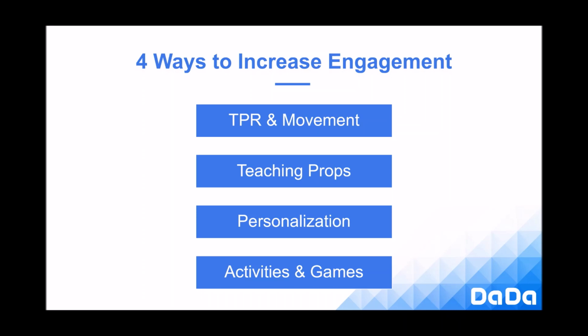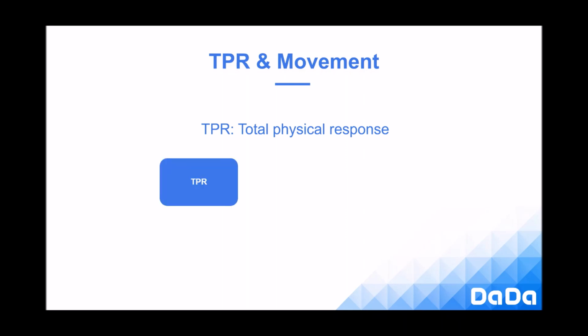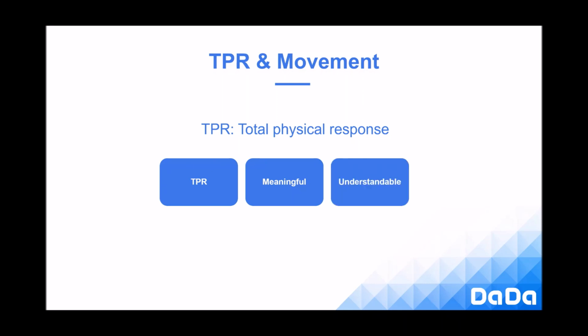First one is to use TPR skills, movement, and gestures to convey meanings. TPR stands for Total Physical Response. It means teachers and students have to do something physical in response to language. Then learning is more meaningful, and students learn faster. Let's take a look at a good example.